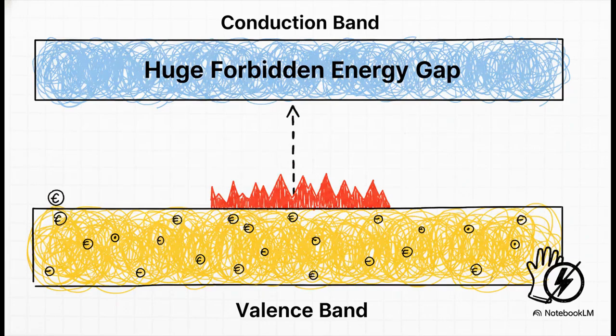Now, on the complete opposite end of the spectrum, you have insulators. Think rubber or glass. For these guys, the forbidden energy gap isn't a gap, it's a canyon. It's huge. It takes a massive jolt of energy to force an electron to make that jump. So under normal conditions, it just doesn't happen. No free electrons, no electrical current.